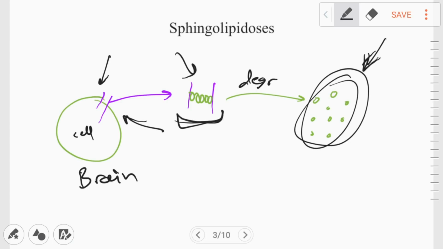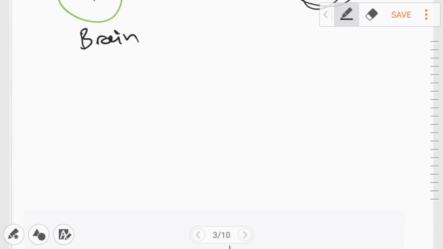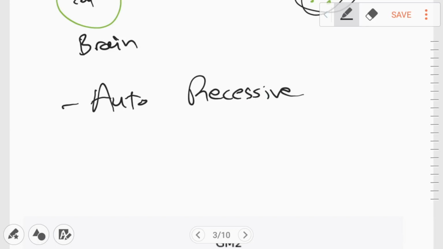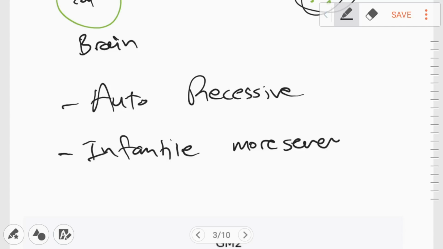Other than that, there are some features that you need to understand about sphingolipidoses. Firstly, most of them, you'll notice, are autosomal recessive. There's just one disease which is X-linked, but we'll talk about that when we come to it. But remember that most of them are autosomal recessive, and that infantile forms are more severe. That means if the disease starts presenting towards the older age groups in the pediatric age group, you'll know that they won't be as severe as compared to the disorder if it presents quite early in life during the infantile period.